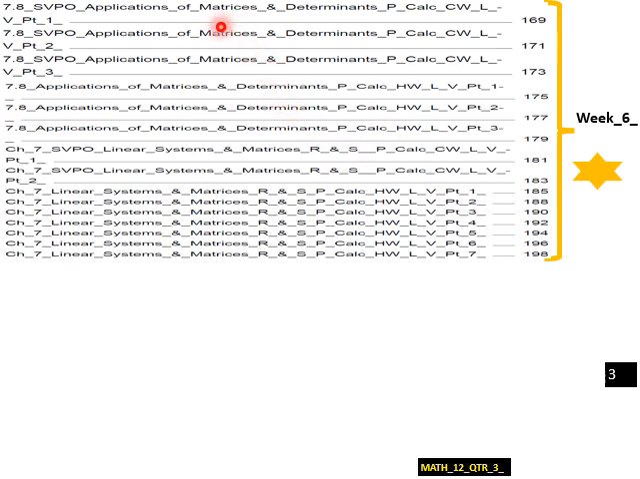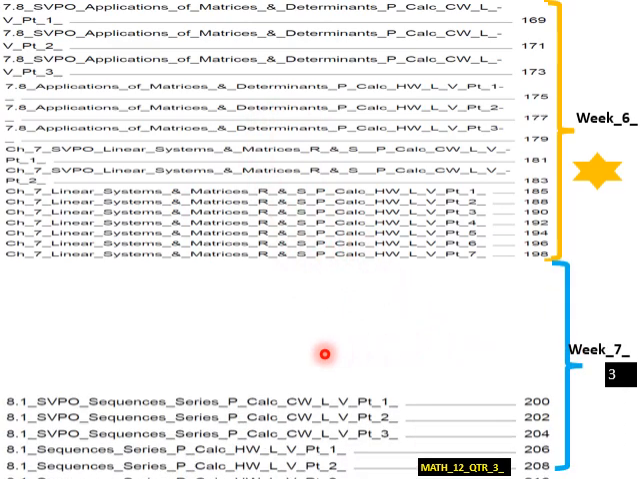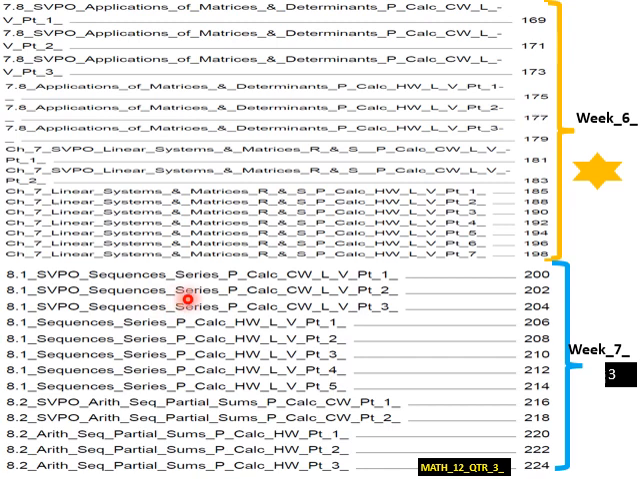Week 6, applications of matrices and determinants. We start out there for week 6, and then we go into our chapter 7 review and summary, systems and matrices, homework here, and then here's your classwork for your review and summary for chapter 7. So chapter 7 is huge. And then week 7, we go into sequences and series, 8.1. And then 8.2 is arithmetic sequences, and then partial sums, 8.1, 8.2 for week 7.